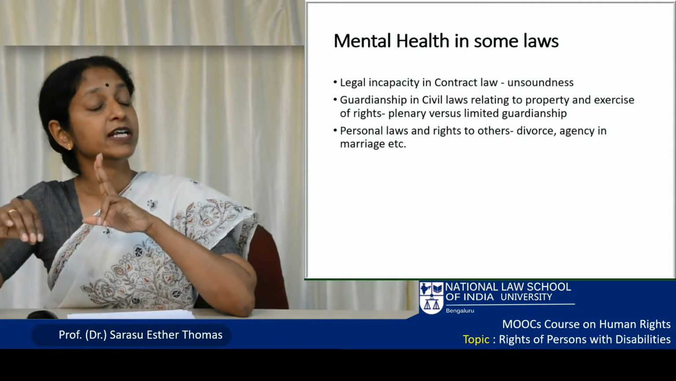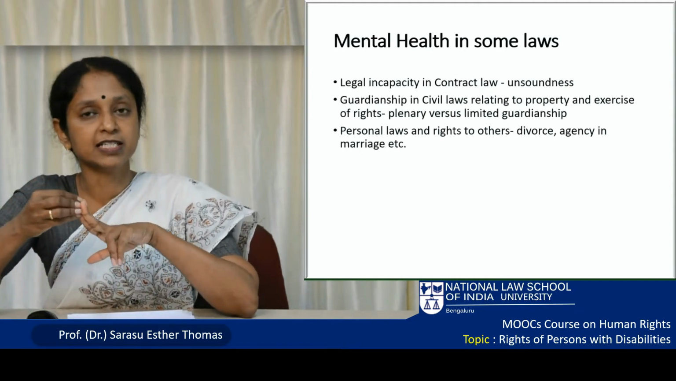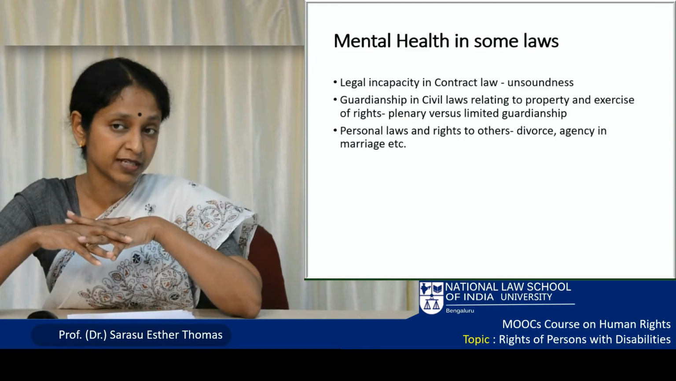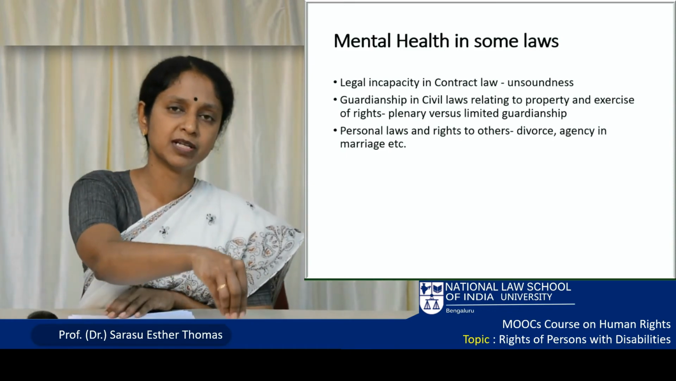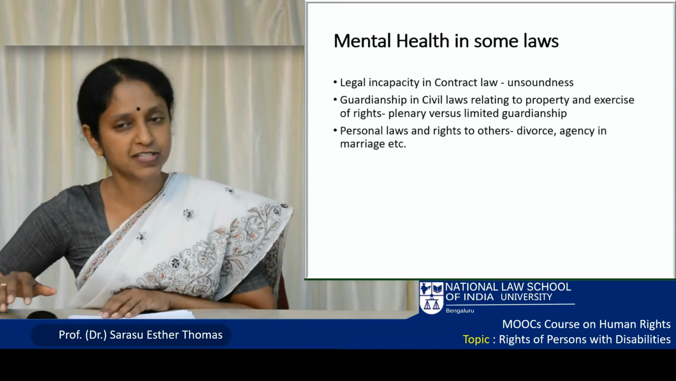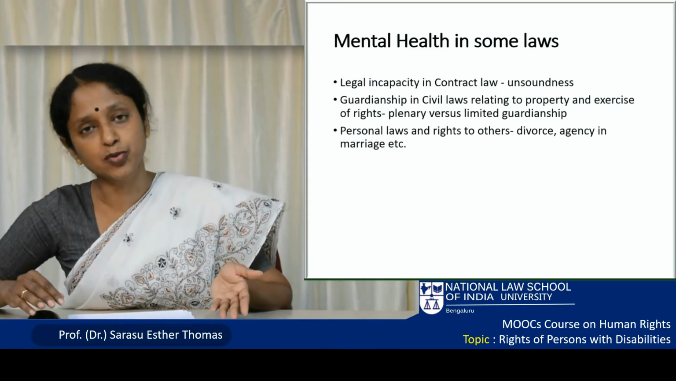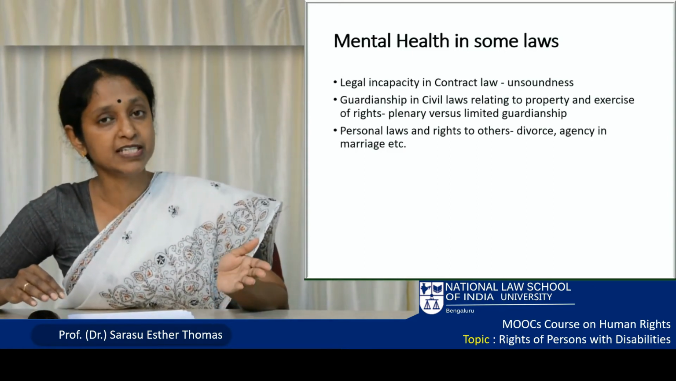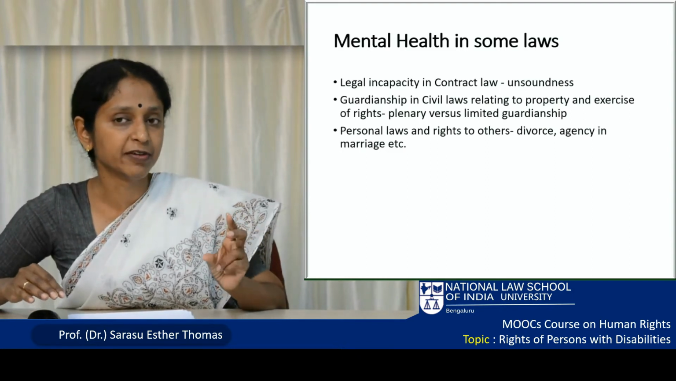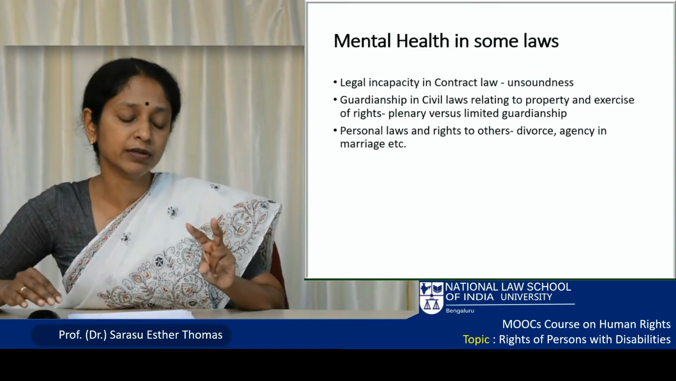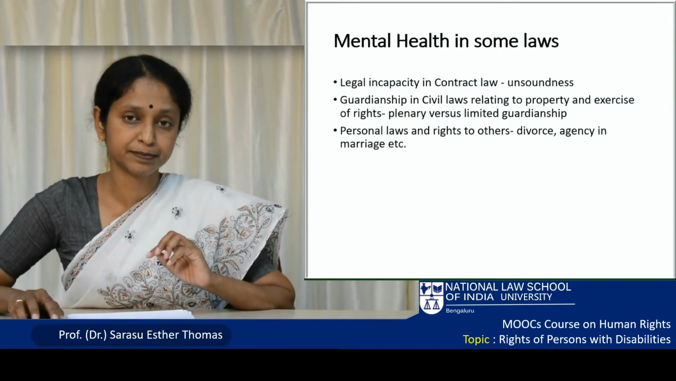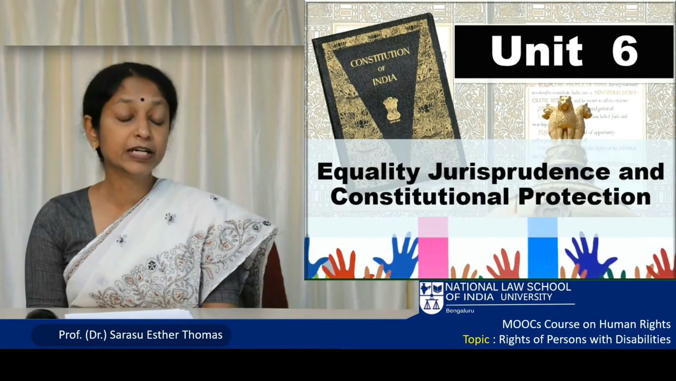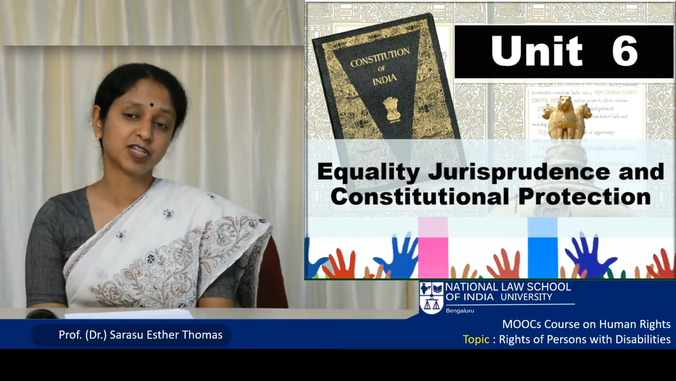There are cases where a person with mental disability is not given agency in regard to marriage. There are cases where persons with mental disability are put in perpetual tutelage or perpetual guardianship of someone or the other. This is especially true with regard to women with disabilities. And this is something that we will look at in the unit dealing with intersectionality and gender. Now let's look at equality, jurisprudence and constitutional protection.